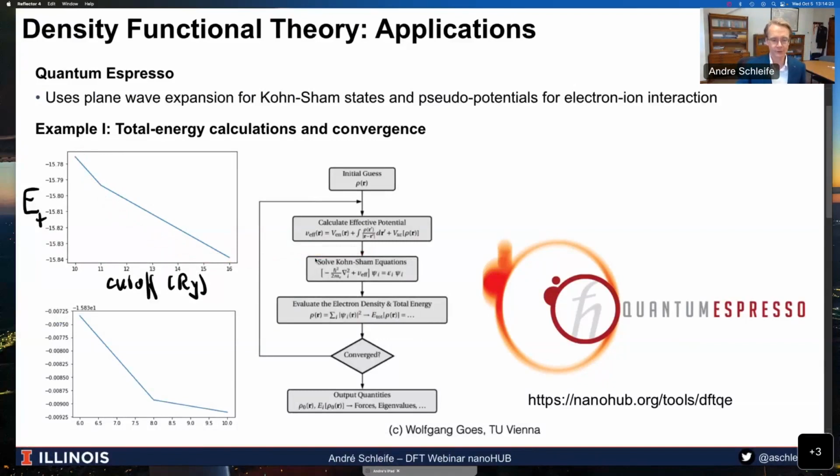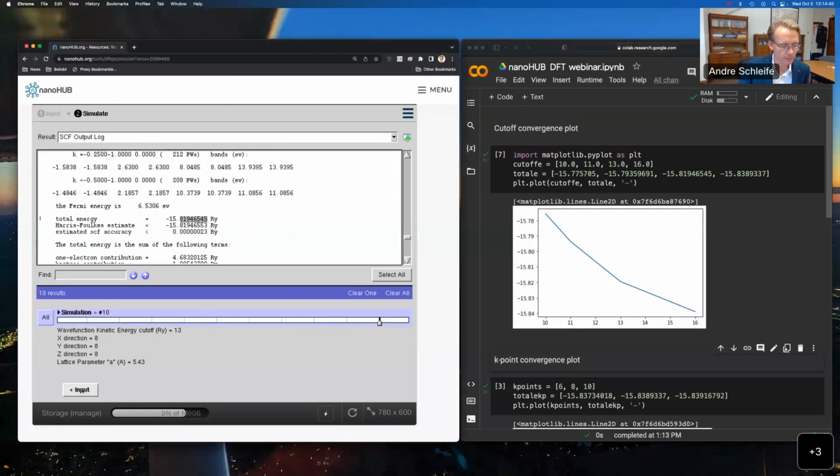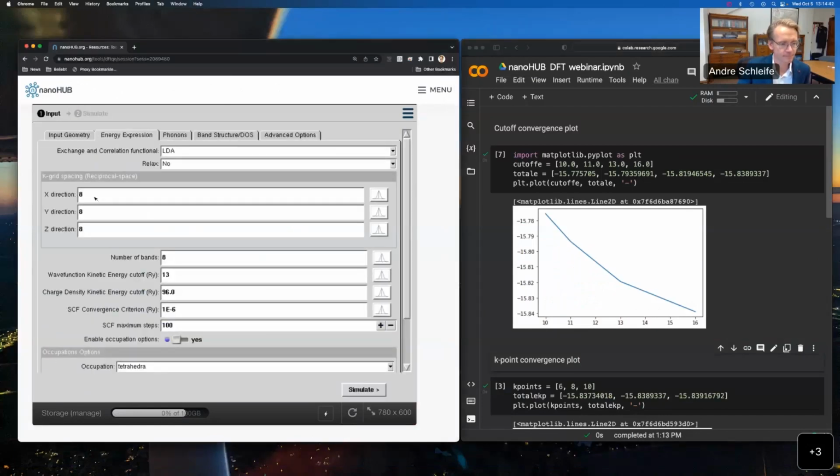The second test you need to do, and I'll show you that also in nanoHUB in just a moment, is we plot the same quantity, which is our total energy, and this time we plot it as a function of the number of K points. What you do with K points is you sample your Brillouin zone. Let me hide this and go back to input. And that is up here. So you sample your three-dimensional Brillouin zone with a certain number of points. The default for silicon is 8 times 8 times 8 points.